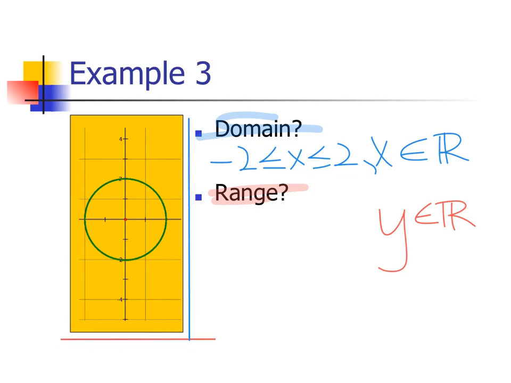Now looking at the range, I'm going to come up from the bottom, and again there's no function or relationship down here, so I go and I reach it at -2. So the low bound for the range will be -2, and the high bound for the range will be 2. We write that as -2 is less than or equal to y is less than or equal to 2.